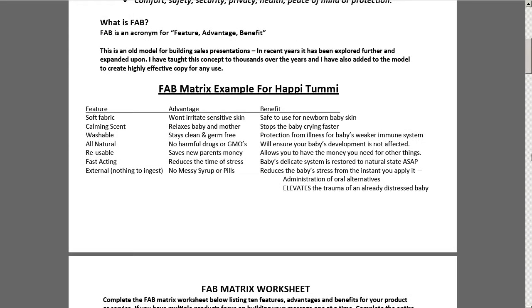As you can see here, the best way to map this out is to do it in a matrix. I've created an example matrix of a FAB model here for the Happy Tummy product that we've been looking at as we've been going through the training. We've got listed in the far left column all of its features, in the center column all of its advantages, and in the far right column all of the benefits. The features I came up with are soft fabric, a calming scent, washable, all natural, reusable, fast acting, and external, which means there's nothing to ingest.